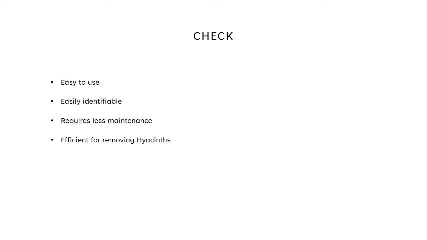The check, basically the final objectives or the benefits of what we would get. One of them would be that it should be an easy to use product or idea, as in it shouldn't be very complex. It should be easily identifiable as the mechanical harvester to remove the hyacinth weed. It should require less maintenance since it is doing a big job, and it would be an expensive machine initially, so to reduce this cost further ahead, we would require to make it low maintenance, and it should be efficient for removing hyacinths.